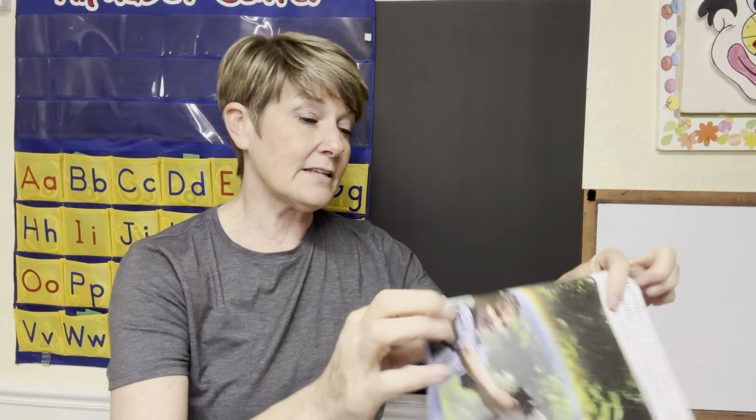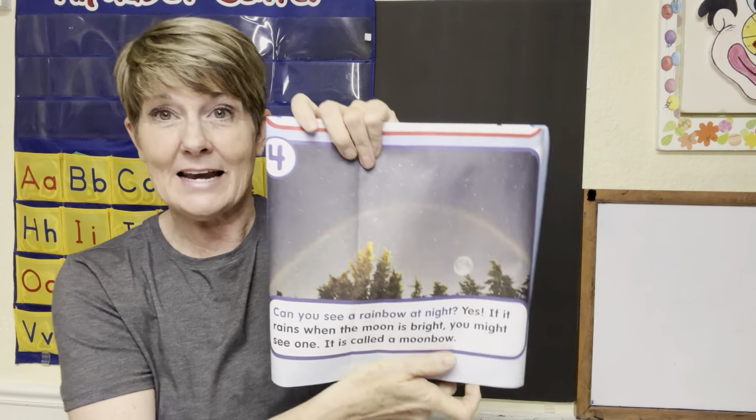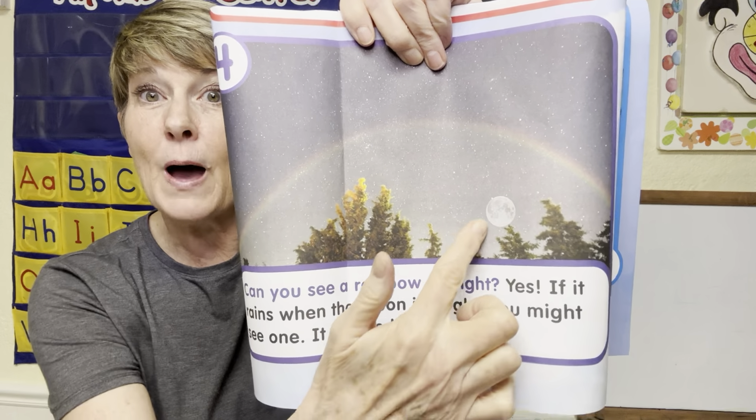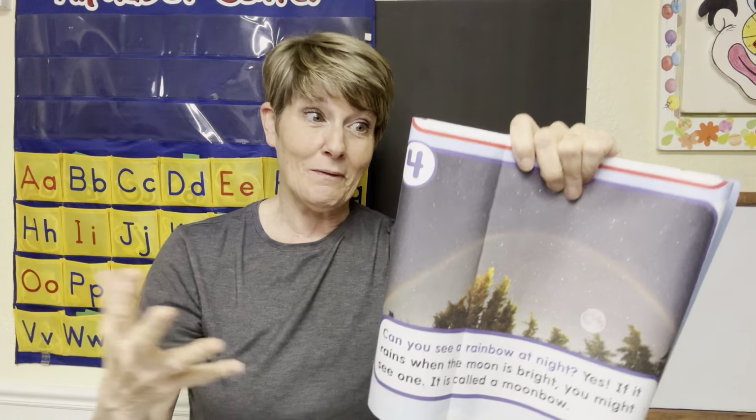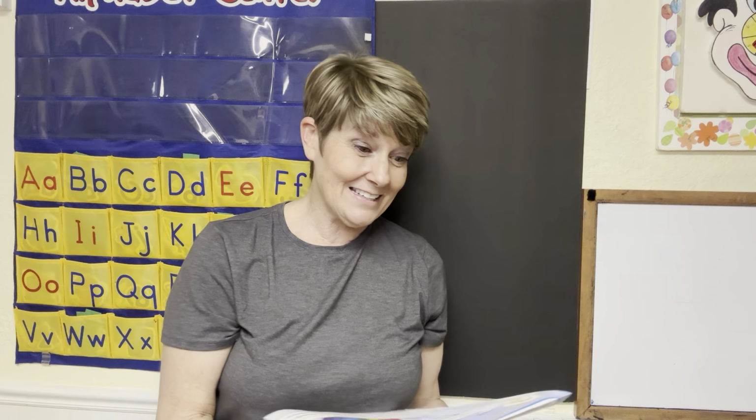Did you know that sometimes you can even see a rainbow at night? Look at that rainbow. The moon is taking the water in the air and turning it into a rainbow. That's kind of cool, isn't it?